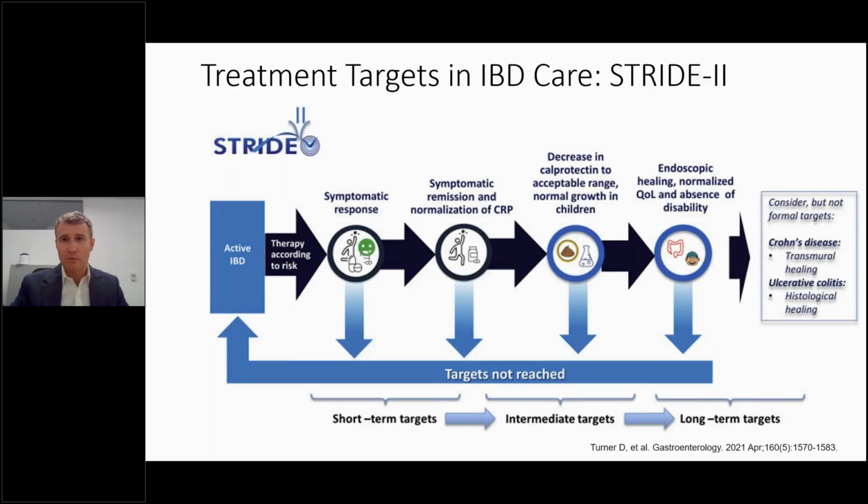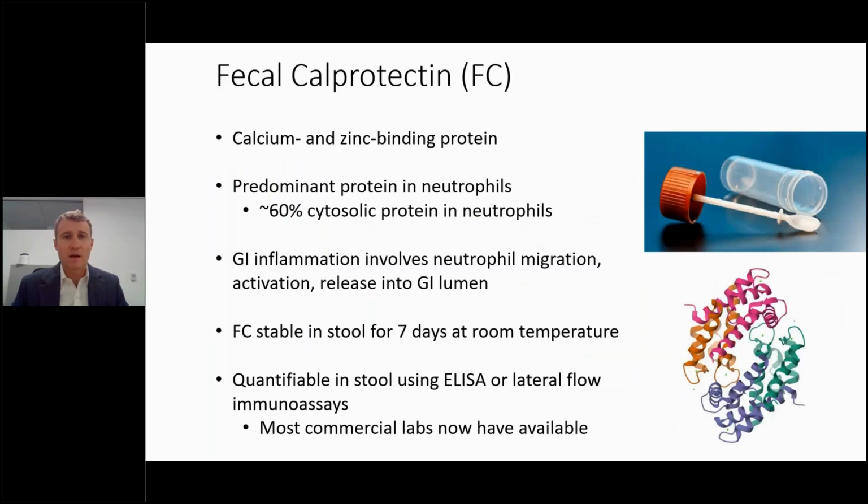So if you haven't read the STRIDE-2 guidelines or are familiar with this, I'd highly recommend this to our audience today as a potential reflection of our current standard of care in managing inflammatory bowel disease. But now let's dive into the meat of our discussion today about how do we actually do this and what are the tools that we can implement in our clinical practice to achieve biomarker monitoring and hopefully mucosal healing. And I'm going to focus on fecal calprotectin today.